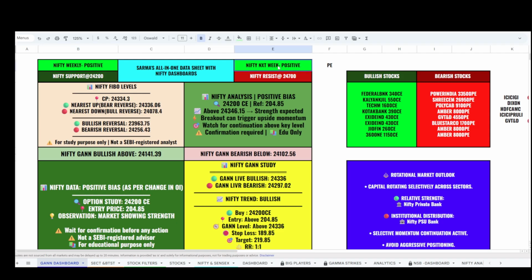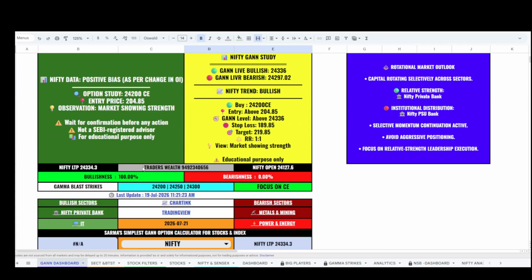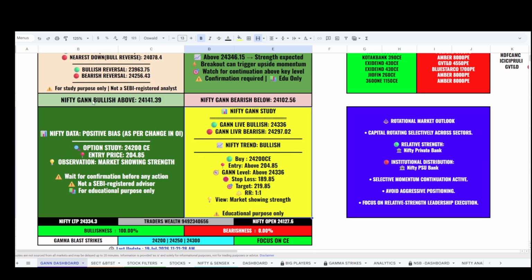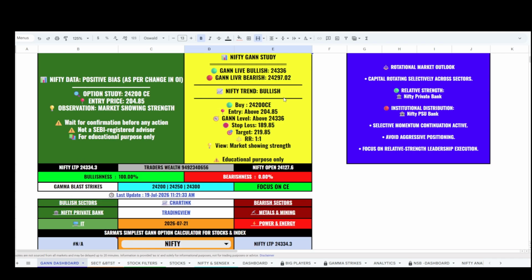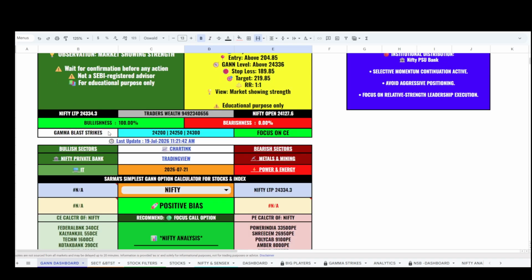See how many parts it has. Nifty weekly positive, weekly analysis, strike price analysis, where is support and where is resistance, and Fibonacci analysis. Then next we have Nifty analysis with momentum, the option chain analysis, and the GAN analysis. Before that, there is the GAN bullish level and GAN bearish level. You won't get this many things in one place anywhere. Otherwise you have to run from pillar to post, from website to website, and calculate all these things manually. You don't need to do anything here. It will also let you know bullishness and bearishness, and the gamma strike prices.